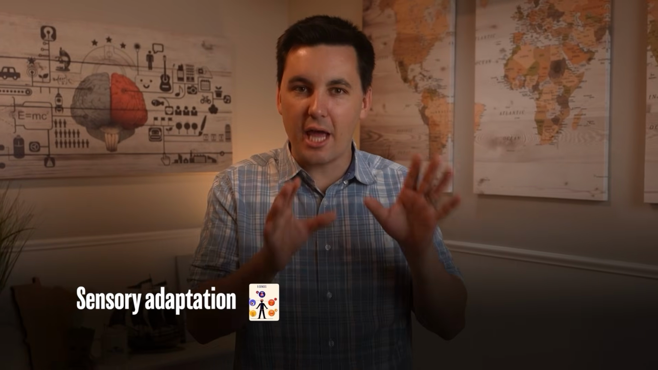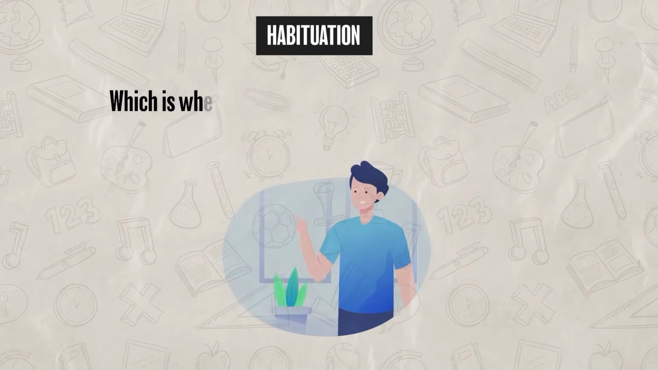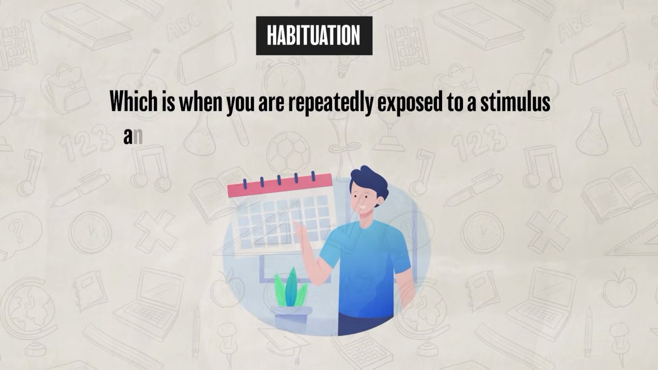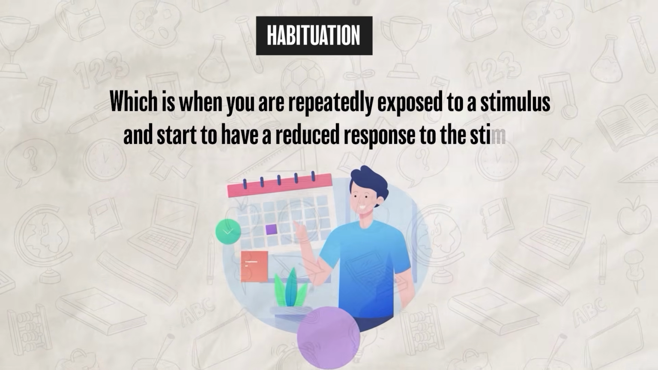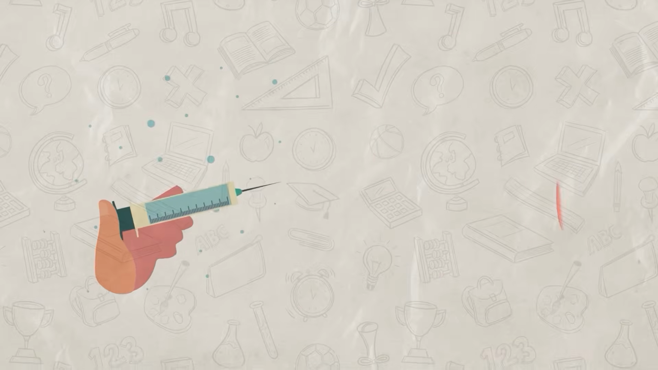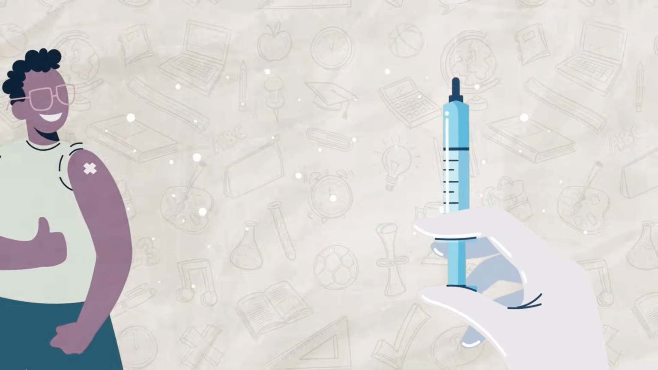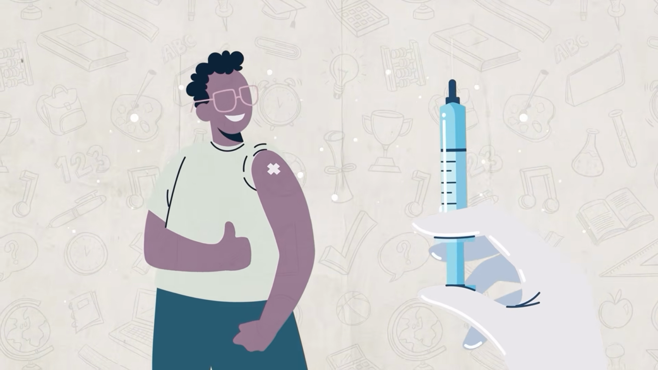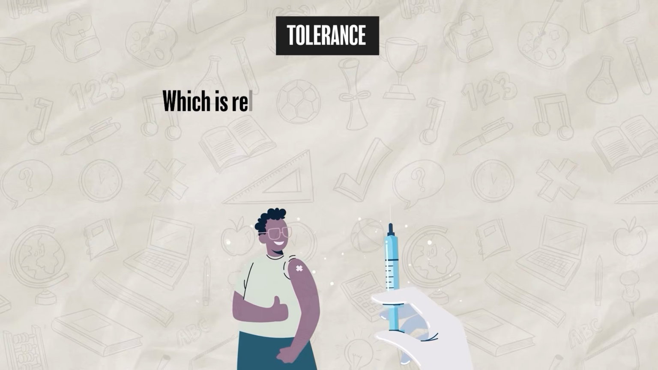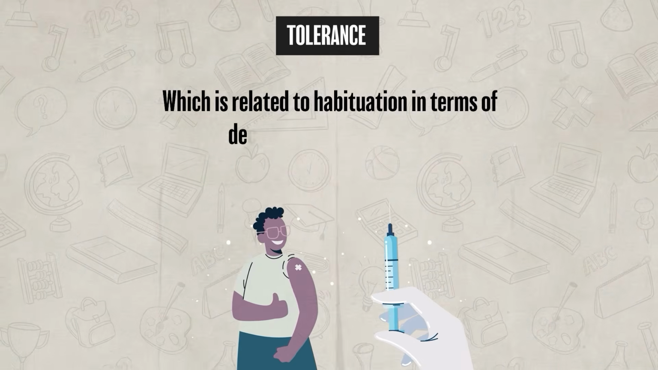Now, don't confuse sensory adaptation with habituation, which is when you are repeatedly exposed to a stimulus and start to have a reduced response to the stimulus. For example, the first time someone uses a drug, they may experience a strong effect. But with repeated use, they will start to need more and more of the drug to get the same effect. And this is actually an example of tolerance, which is related to habituation in terms of decreased responsiveness. Remember, with habituation, you are learning from a repeated stimulus, which then results in a decrease in your responsiveness to the stimulus. And with sensory adaptation, you are getting used to an unchanging stimulus.